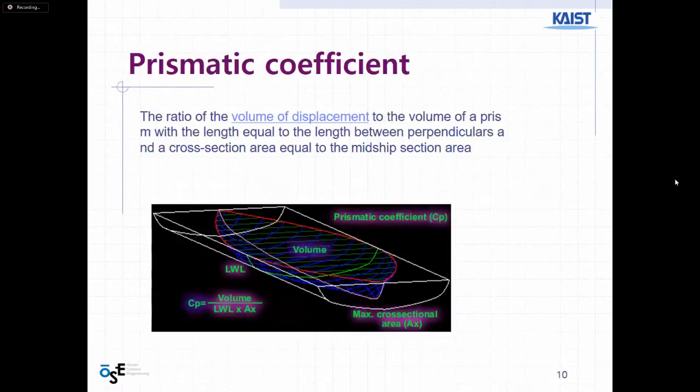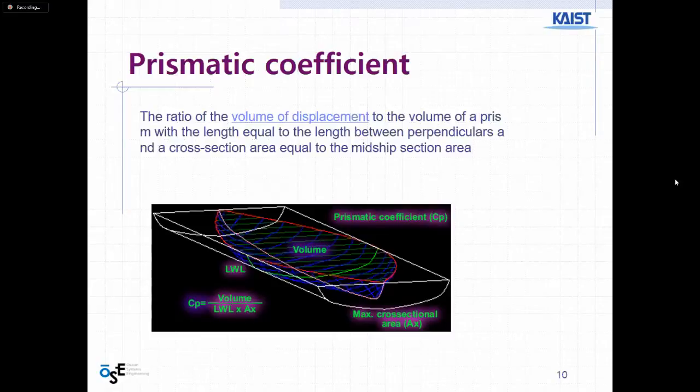So there's another coefficient. Don't ask me why they have so many. I don't know. But then there's another coefficient. It's the prismatic coefficient. It's similar to all the previous coefficients, except that here, instead of a rectangular area, you are using a prismatic area, and here it's not volume. The only coefficient that is concerned with the volume is the block coefficient. The rest of them are concerned with the area.